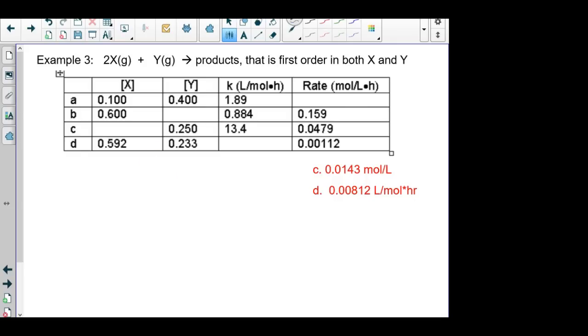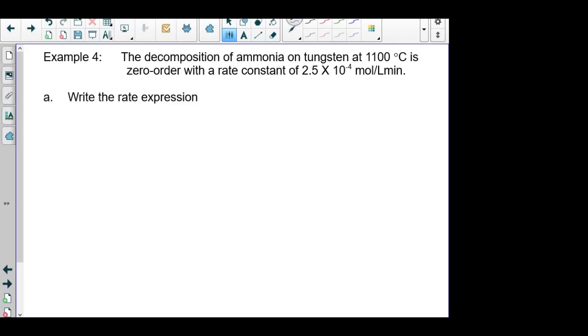On to example 4. The decomposition of ammonia on tungsten at 1100 degrees Celsius, 0 order, with a rate constant of 2.5 times 10 to the -4 moles per liter minute. First thing you need to do is write your rate expression. So rate equals K. That's always a given.